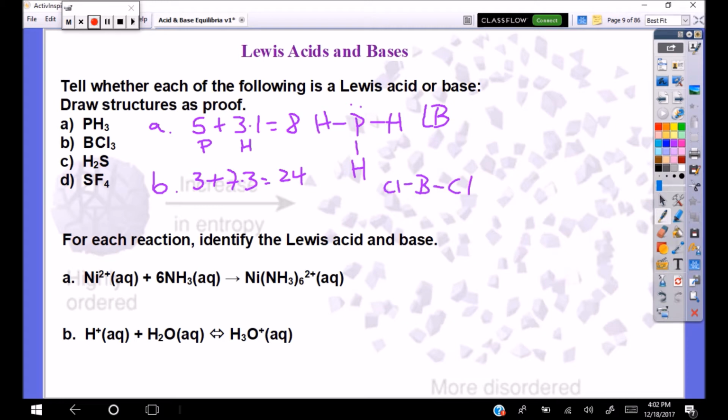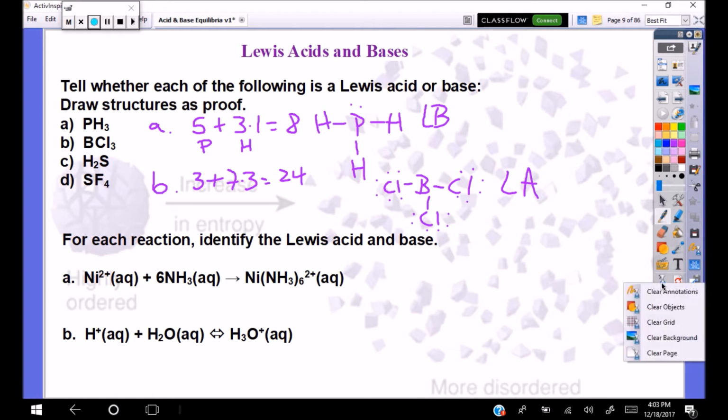Cl, Cl, Cl. So we've used 6 of our 24. We have 18 left. 1, 2, 3, 4, 5, 6, 7, 8, 9, 10, 11, 12, 13, 14, 15, 16, 17, 18. Cool. And that is happy. What you may notice, though, is that there's this little side here that is open and susceptible to accepting electrons. So this one is our first Lewis acid because it's an acceptor.